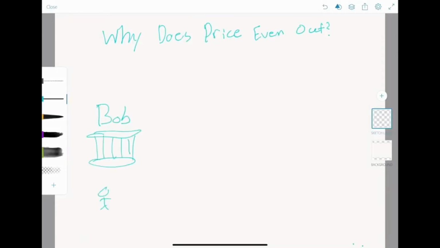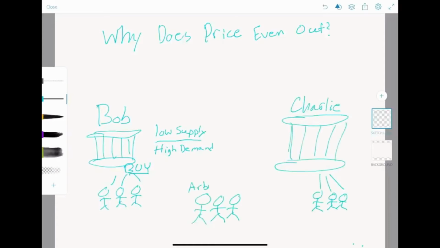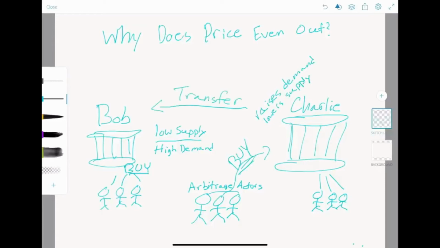Because as Bob's Bitcoin rises in value, arbitrage actors begin flooding other markets with buy orders, and likewise flooding Bob's market with sell orders of the Bitcoin they had just purchased and transferred over from a different market. If the price does not correct itself, arbitrage actors will simply continue this process forever, basically printing money until the supply and demand across the two exchanges are equal.